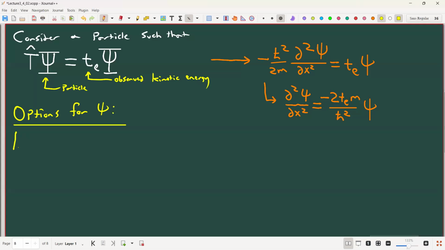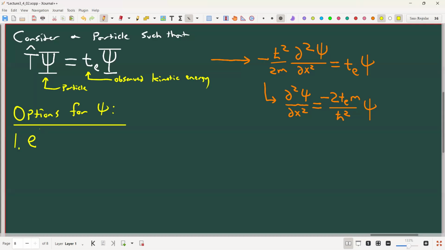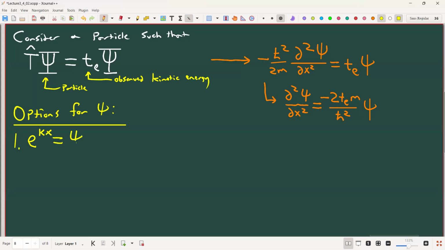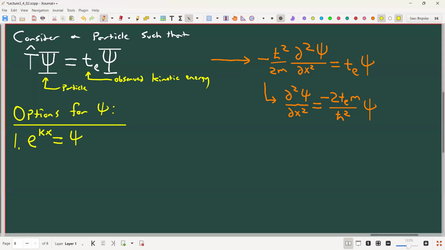All right, so the first one, and I think this is probably one that you'll think of, is psi equal to e to the kx, where k is a number. Obviously, when you take the derivative of e to the x, you get e to the x back. Take two derivatives, e to the x. Great, so we know that probably works. So let's think about that.